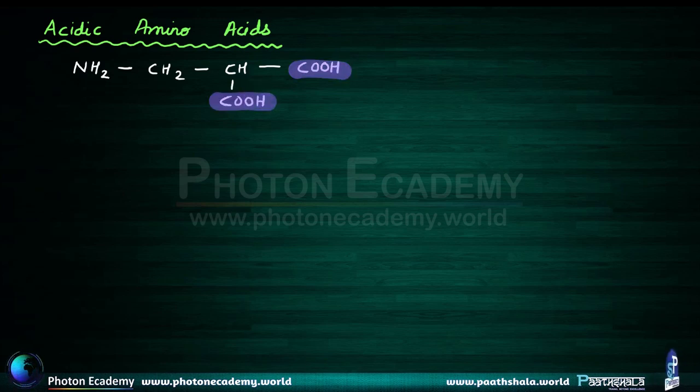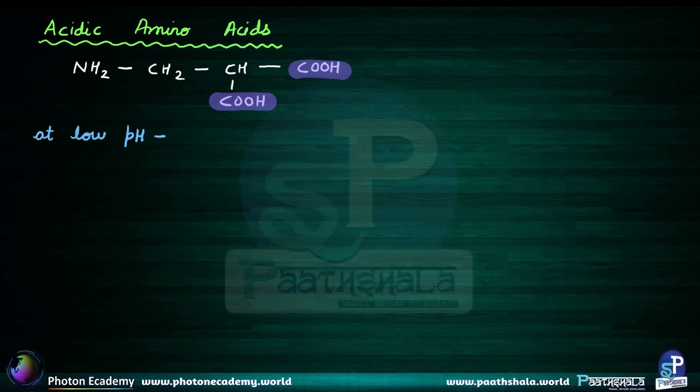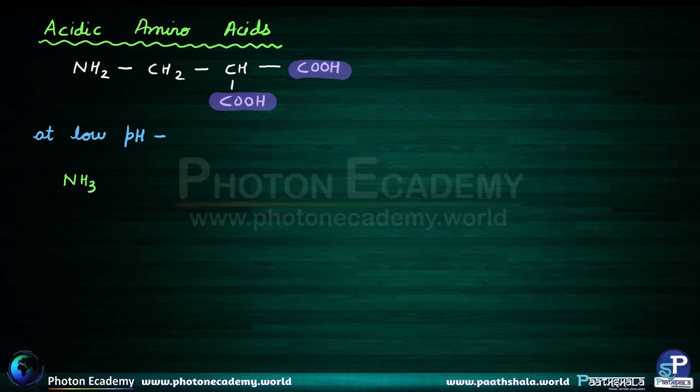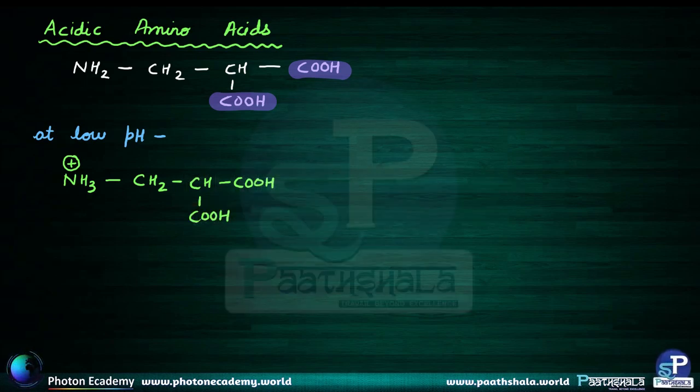Now let us talk about low pH. At low pH, the solution is acidic, and acidic solution means H plus concentration is high. So there will be a lot of protons, and thus the NH2 will gain a proton and convert into NH3 positive. The rest of the amino acid cannot gain any H positive in any other place. So we have got this particular species coming into play.